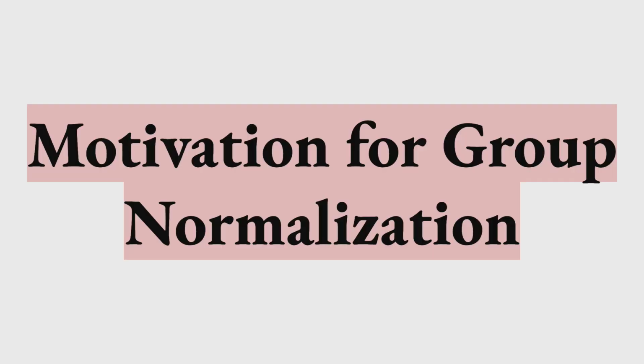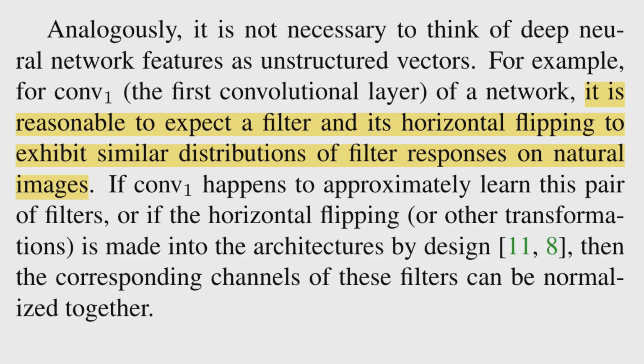All right, so that's a quick review of batch normalization. Next, we're going to look into the motivation for group normalization as is stated in the paper. They talk about this idea that it's not necessary to think of our features or channels as unstructured vectors. For example, it is reasonable to expect a filter and its horizontal flipping to exhibit similar distributions of filter responses on natural images.